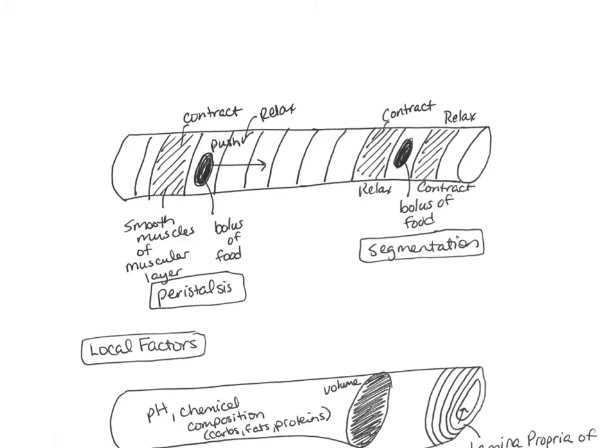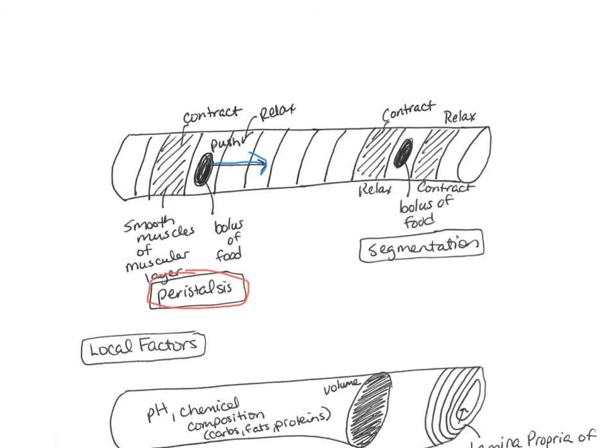This spontaneous depolarization causes a rhythmic squeezing. And so there's two different types of contractions. One is called peristalsis and the other is called segmentation. In peristalsis, the contractions will move the bolus of food down towards the anus. So peristalsis is what we're going to talk about right here. It's the propulsion or the movement of material from one segment to the next.